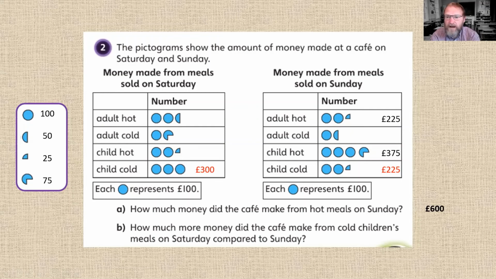225 plus 5 is 230. Then what do we add to 230 to get 300? 230, 240, 250, 260, 270, 280, 290, 300. We add 70. That's 70 and 5. So the answer is £75 more.